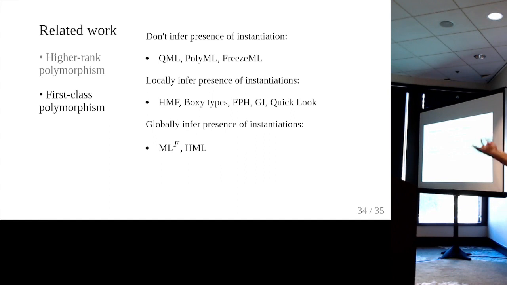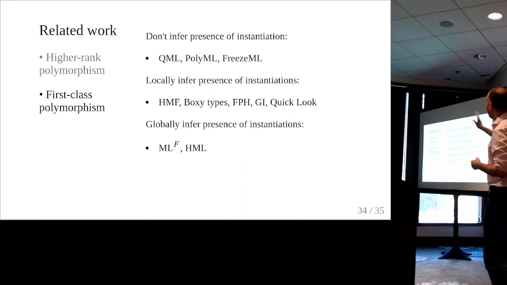And then you've got this second group, which is where they locally infer the presence of instantiations, in the local type inference sense, as opposed to the global type inference of Hindley-Milner. So they're doing something normally bidirectional in nature, and they're looking around the application site trying to detect whether they need the instantiations. So there's HMF and then this little series.